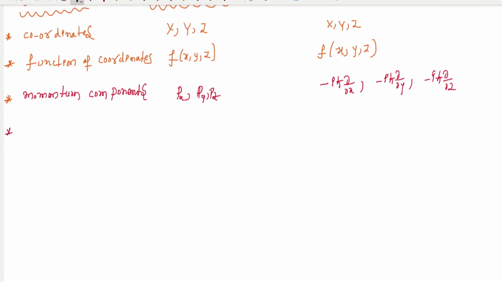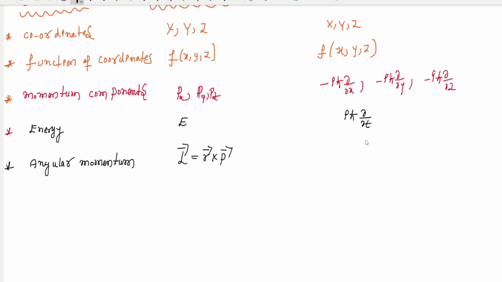So for example, energy E. Here we can express energy in terms of the operator i h cross dou by dou t. Angular momentum L equal to r cross p, right? Minus i h cross, so this is our position r cross del.